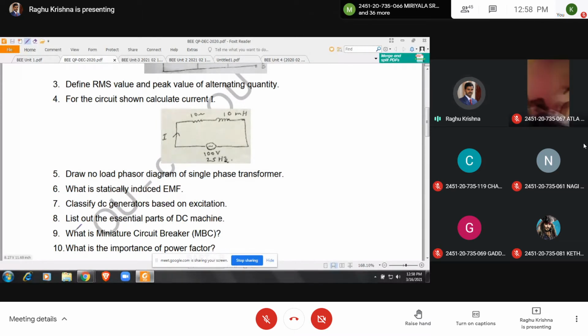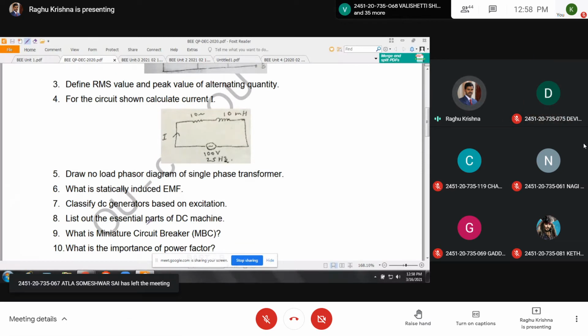So next, list out the essential parts of a DC machine. Only write the parts. So what are the parts?